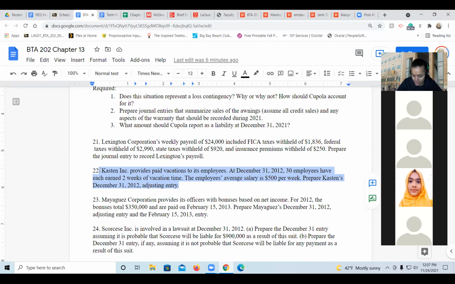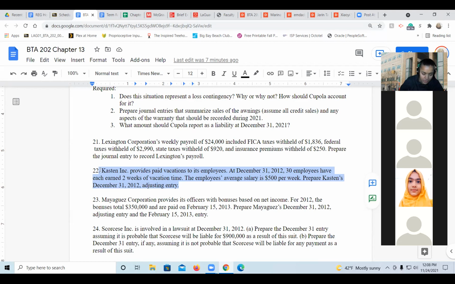All right, so let's read this. Caston Inc. provides paid vacations to its employees, meaning that when you take vacation, you are still earning your salary. At December 31, 2012, 30 employees have each earned 2 weeks of vacation time. The employees' average salary is $500 per week. Prepare Caston's December 31, 2012 adjusting entry.